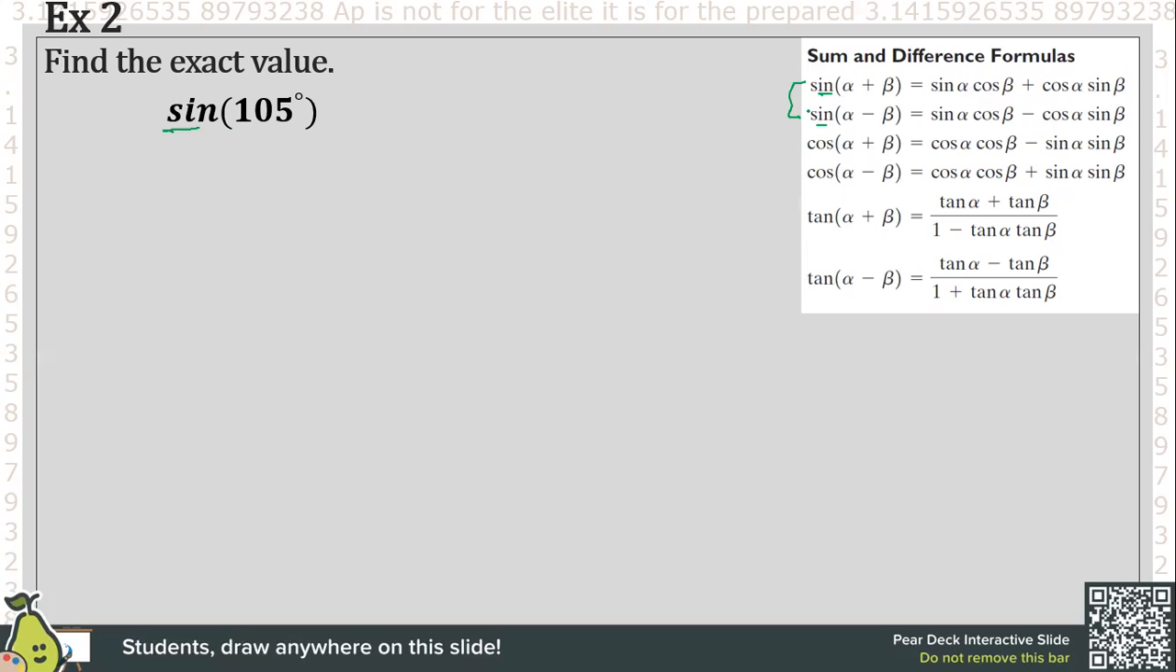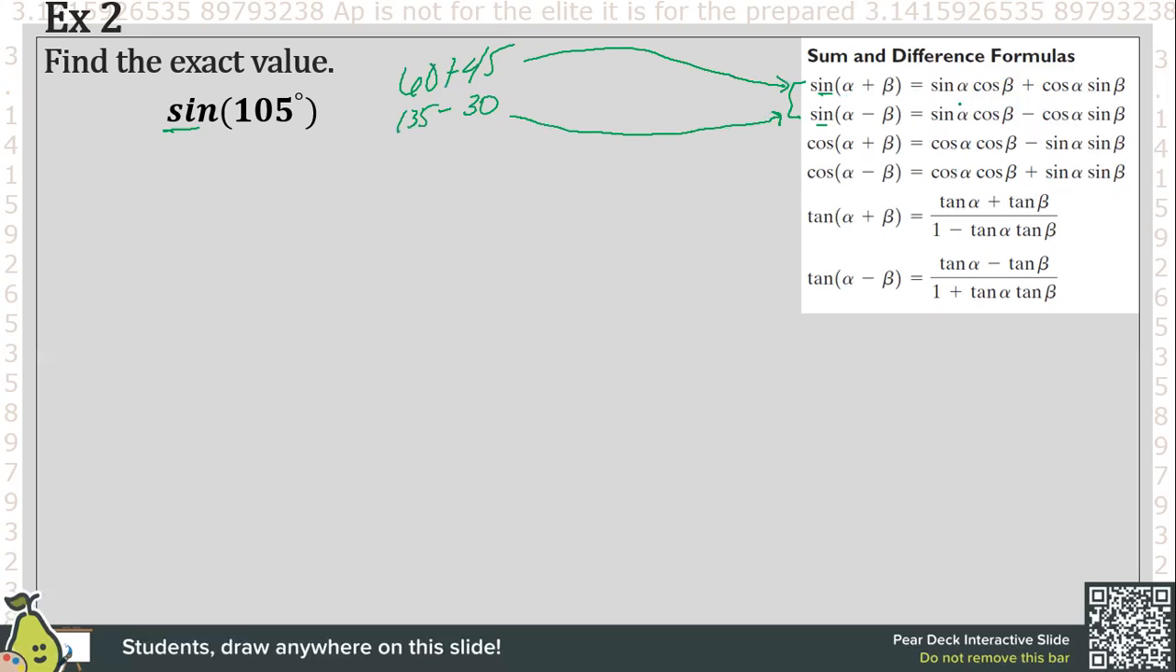Okay, so we have sine of 105. We can go ahead and do a couple of things. We can say that 60 plus 45 is 105. And I believe we can also do 135 minus 30. Yeah. So it's pretty much up to you. 135 minus 30. And that's going to decide which one you use. So if you want to use the first one, it would be this one right here. If you want to use the second one, that's subtraction, you would use this one right here.